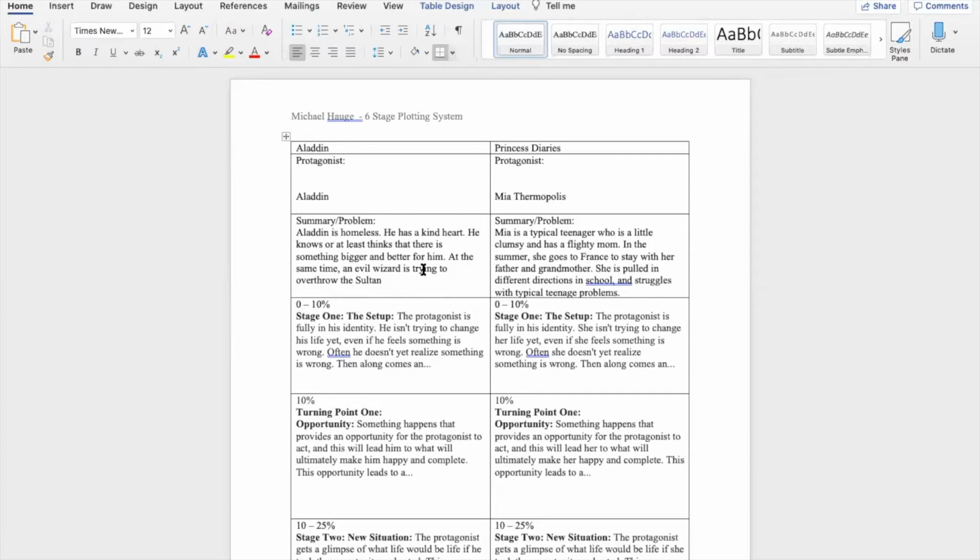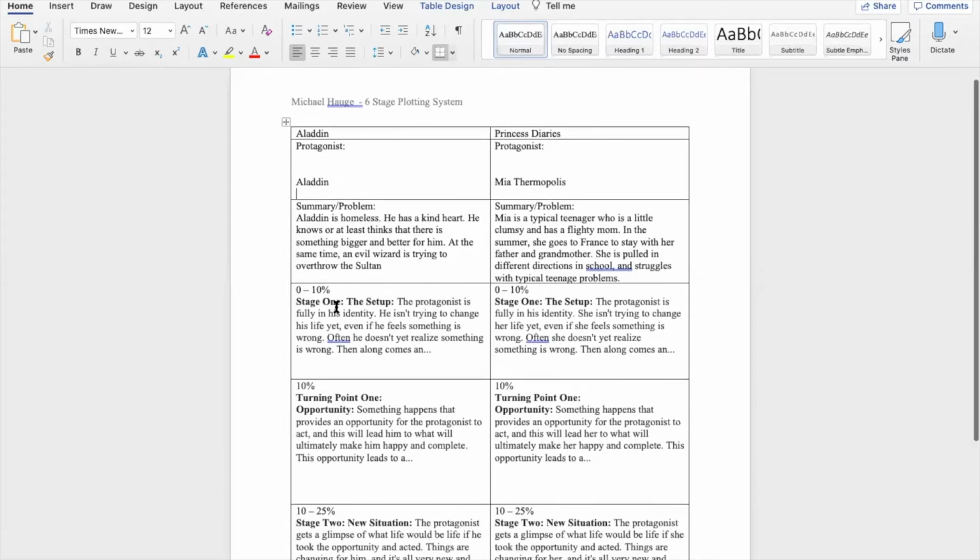One of the reasons why I like Michael Hauge's six-stage plotting system, and you can find a bunch of resources on the internet for his plotting system, but one of the reasons why I really like it is because not only does it break it down into three acts, it also breaks it down into different stages within each act. So, right, two stages per act. But he also gives you some percentages, as you can see right here.